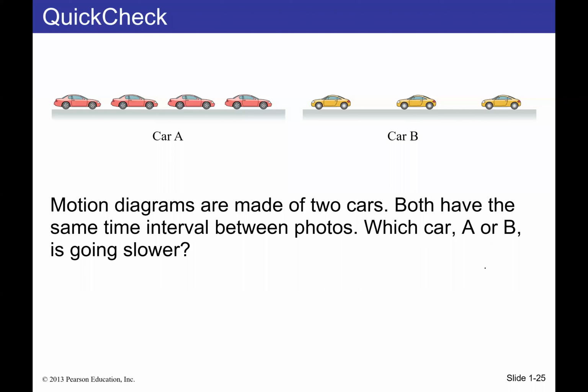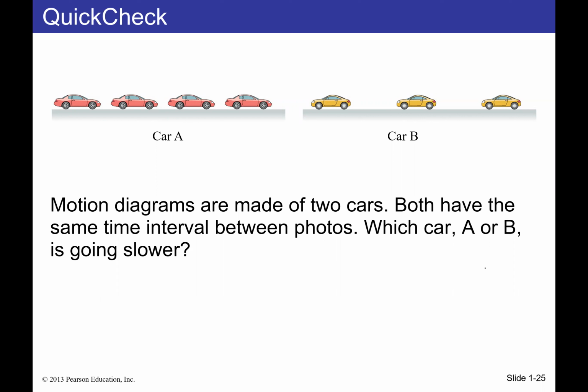All right, so generally in my lecture notes, I'm going to have a lot of these quick checks. I'm going to show you what I expect from a quick check, but for most of the quick checks, I'm going to leave it for you to try on your own. For example, here we have a motion diagram made up of two cars. Both have the same time interval between the photos. That means exactly the same 1 second time interval. Which car, A or B, is going slower? You look at it and try to apply the concepts that you learned to solving this problem.